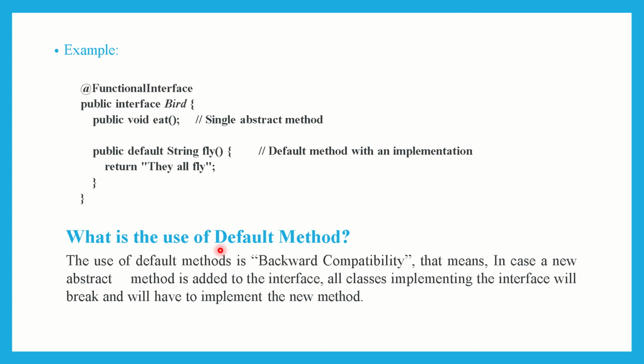So the next question is, what is the use of default methods? The use of default methods is backward compatibility. Just now I explained, when you have hundreds of classes implementing your interface and you want to add a single functionality to your interface, instead of breaking all those classes which are implementing your existing interface, you can just add default to the signature of the method. That is the use of default methods, backward compatibility. That means if a new abstract method is added to the interface, all the classes implementing the interface will break and will have to implement the new method, right?